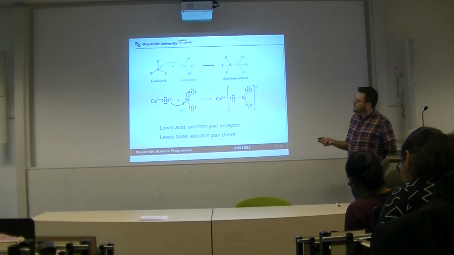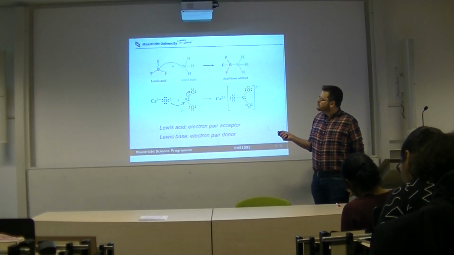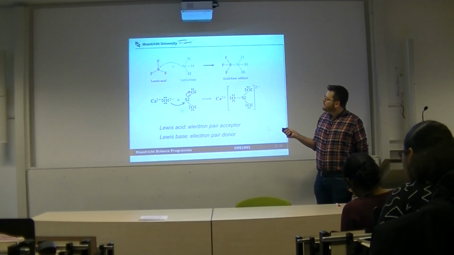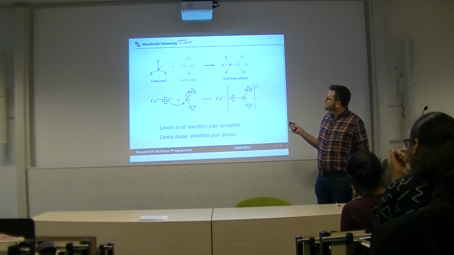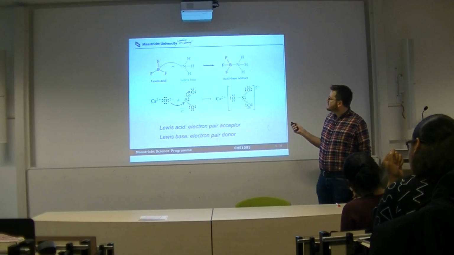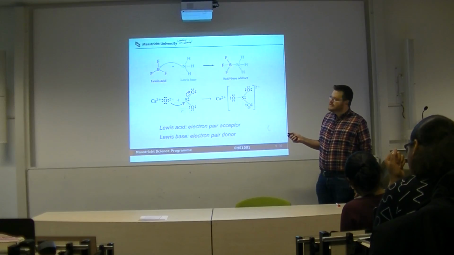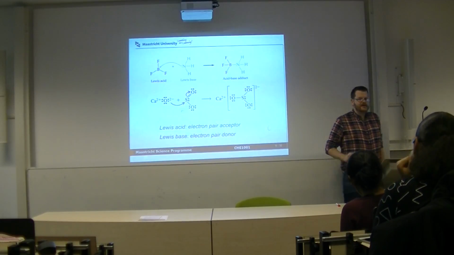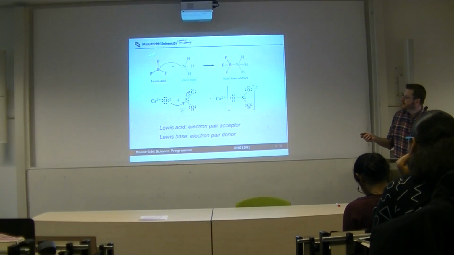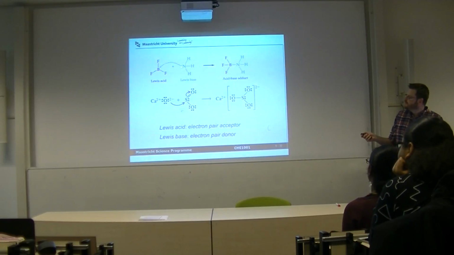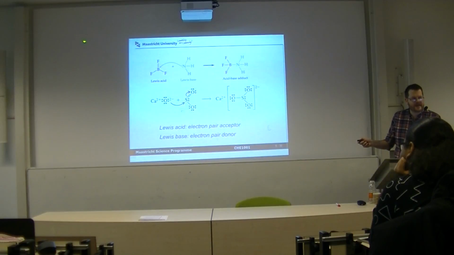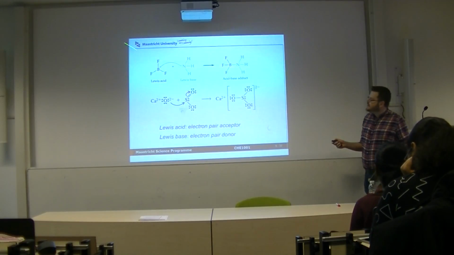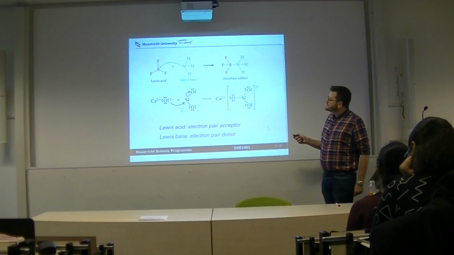Let's look at this example over here. Here we have boron trifluoride, and here we have ammonia. Now notice what's happening. We're forming something called an acid-base adduct. The lone pair on the ammonia is being donated into a vacant p orbital on the boron atom, and it's forming this adduct over here. This is behaving as a Lewis acid. It's picking up that electron pair from the nitrogen. It's an electron pair acceptor. It's a Lewis acid. This is behaving as a Lewis base.